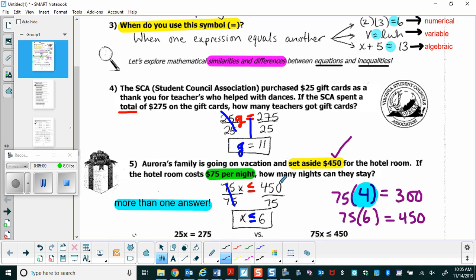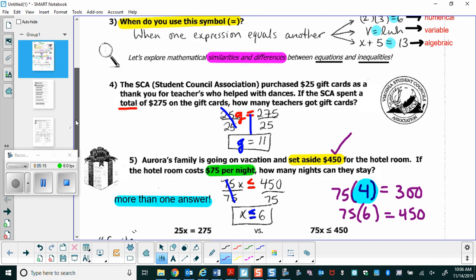They just can't go over 450. So that's why we put the less than or equal to, and we do not need to put exactly 450 because no one says that they are staying exactly 6 nights. We just want to see approximately how many nights they could stay and still be under budget.